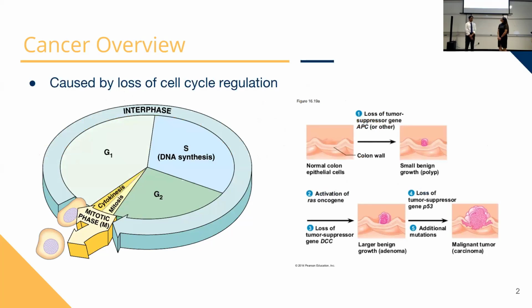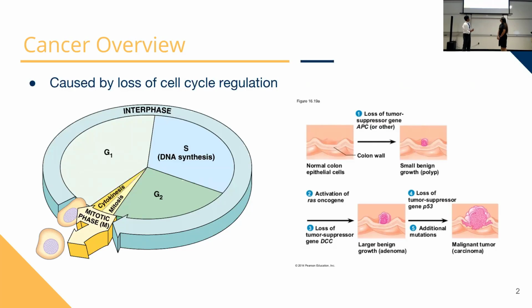Cancer is characterized by a loss of cell cycle regulation. The cell cycle is a regulator of the division of cells. As you can see here, cells will go through a growth phase, then they'll replicate their DNA, they will grow again, and then they will go through mitosis, in which they split into two identical daughter cells. Cancer cells go through this process extremely quickly, producing more and more cells and producing tumors.